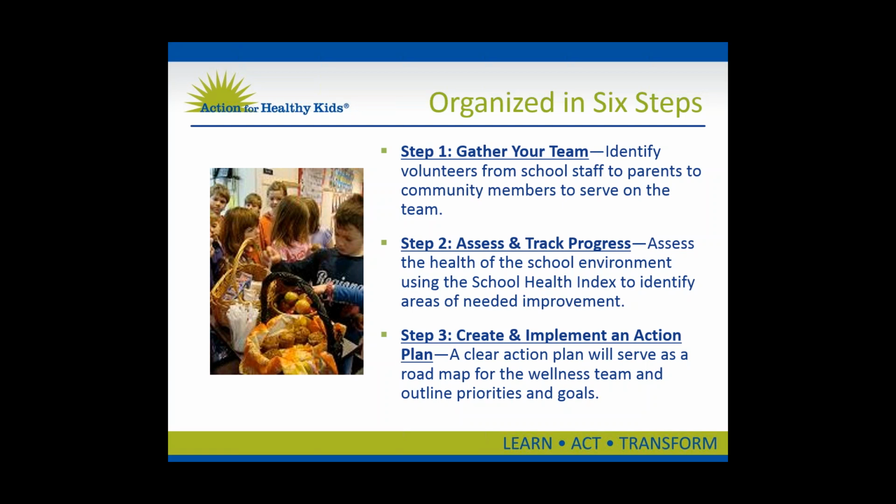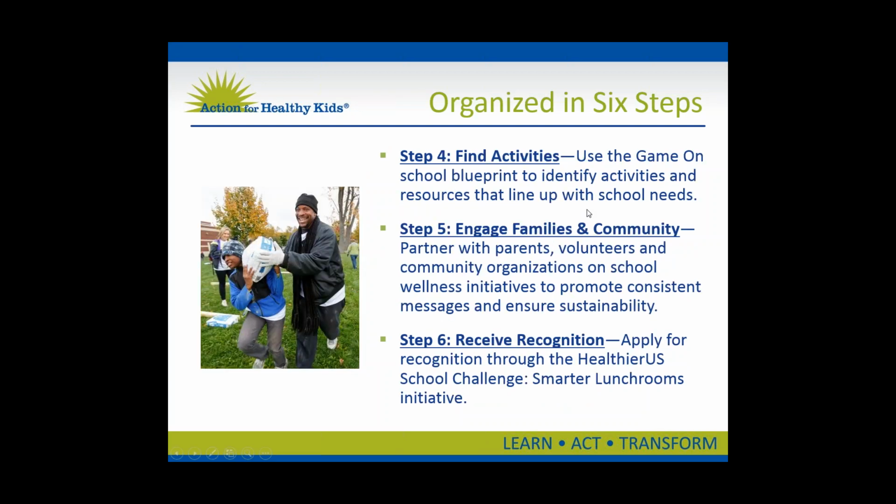Step 2, assess and track progress. Assess the health of the school environment using the School Health Index to identify areas of needed improvement. Step 3, create and implement an action plan. A clear action plan will serve as a roadmap for the wellness team and outline priorities and goals. After completing the School Health Index, you'll receive an auto-generated action plan that provides recommendations for how you can use Game On to improve upon areas of needed improvement. Going on to step 4, find activities.